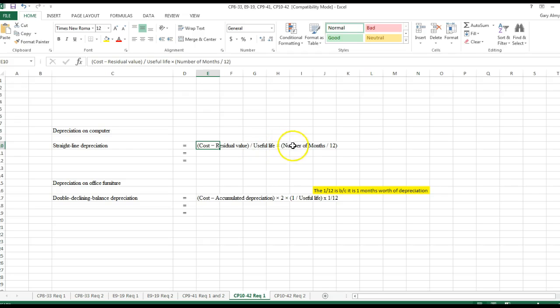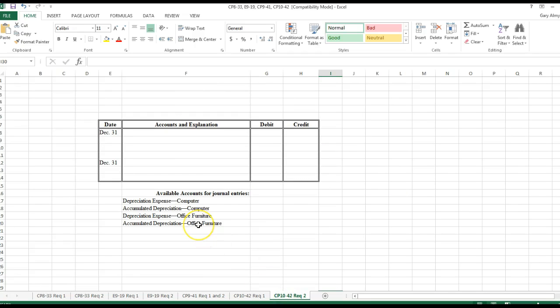So that's your calculation. Thing to keep in mind, number of months, we're only looking at 1 month here. Okay, so don't confuse that. Just 1 month. That's the number you're going to use for that. The double declining balance uses a different formula where you take the cost less accumulated depreciation, and in this particular case the accumulated depreciation is 0, so it's just the cost, and then you multiply by 2, and then 1 divided by the useful life times 1 over 12, and that's because it's just 1 month's worth of depreciation.